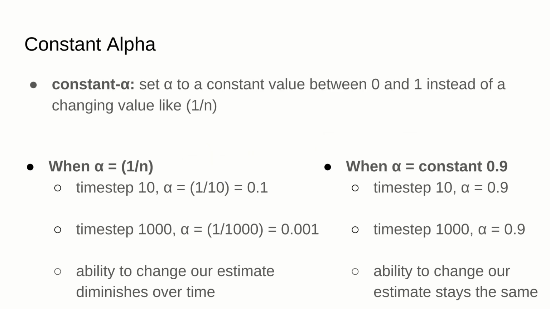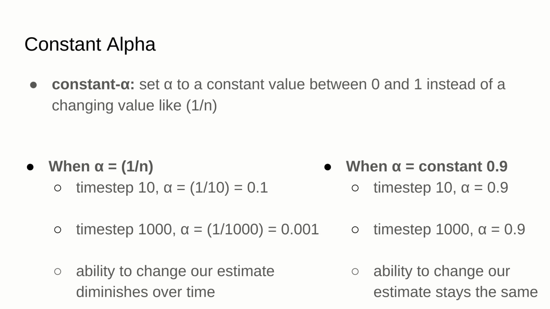So we'd like to be flexible to a changing reward distribution such that when the distribution changes, we can quickly learn which actions are now good to take and which actions are no longer good to take. And one way to accomplish this is by setting alpha to a constant value between 0 and 1 instead of setting alpha equal to 1 over n.